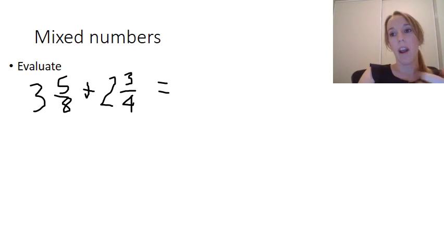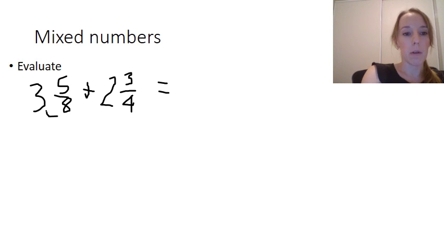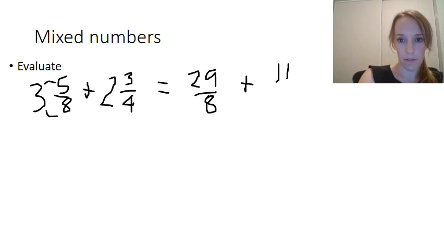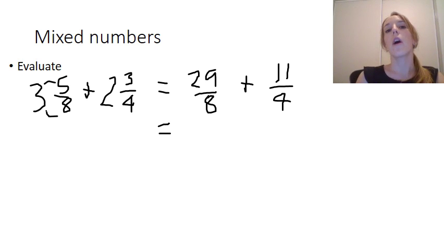So there's two different ways of doing it. I'm going to show you the way I prefer first, and that's to convert to improper fractions. So to do that, we have to turn the 3 5/8 into an improper fraction. So we do 8 multiplied by 3, which is 24, and then we add 5, which will give us 29. So we'll have 29/8. And then we'll convert our second fraction. So 4 multiplied by 2 will give us 8, plus 3 will give us 11. And then we can continue on solving that.